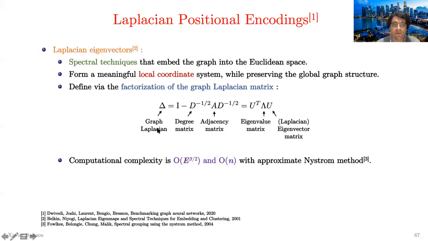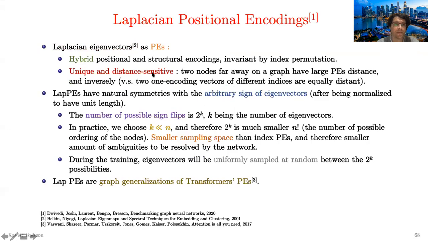Here, this is the normalized graph Laplacian, where you have the degree matrix and the adjacency matrix, and then you do a factorization. You have a matrix of eigenvectors, which are your Laplacian functions, and you have your eigenvalues here. Computational complexity is the number of edges to the power 1.5. You can also approximate that with, for example, the Nystrom method, and it is going to be linear. Laplacian eigenvectors are interesting because they are a hybrid between positional and structural embeddings, which are also invariant with respect to index permutation. They are unique and distance sensitive. So if you have two nodes far away, then the distance between the positional encodings will be large, and inversely for two nodes close to each other.